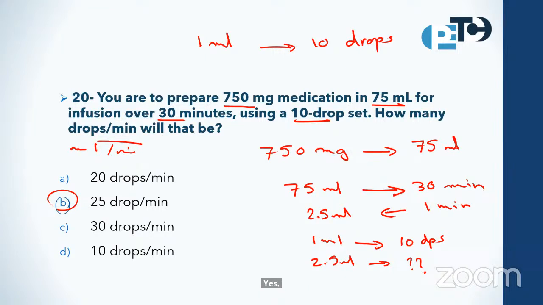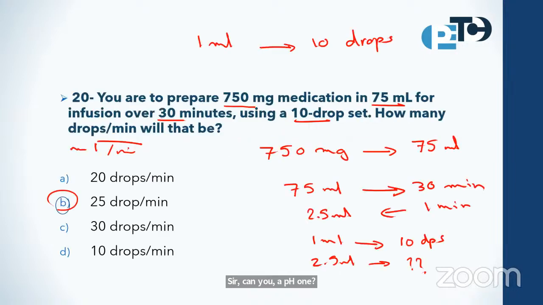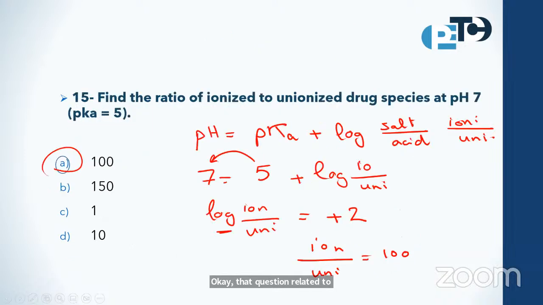This was the last question today. Sir, can you repeat the pH one? Which one? The pH and the ionized and unionized form. Okay, the question related to the pH and the ratio. Yes, sir. Sir, how do we say it's 100%? Here, the log value equals plus 2.